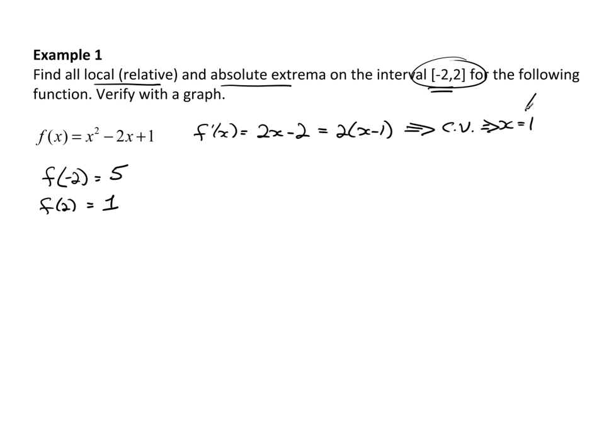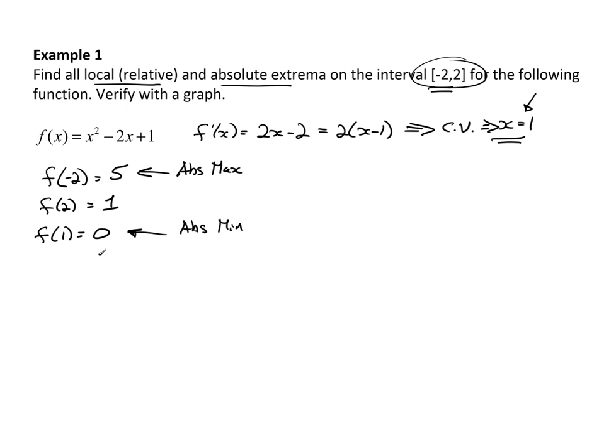And now I need to find the value of the function at the critical value, f of 1, which is equal to 0. So when I look at this, the biggest number right here is the absolute maximum. The smallest value right here is the absolute minimum. Now, because it's a critical value, I need to figure out whether that is also a local min or max or not.